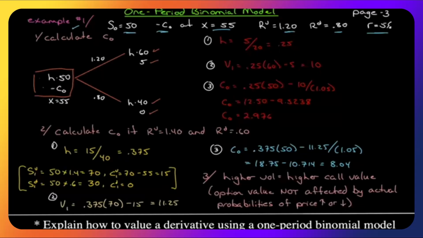Step number 1, get me a hedge ratio. It is the range of the call price, 5 minus 0, over the range of the stock price, 60 minus 40. 5 over 20, you get 0.25. Step number 2, give me the value of the portfolio here. It is 0.25 times 60 minus 5 because we're short the call.